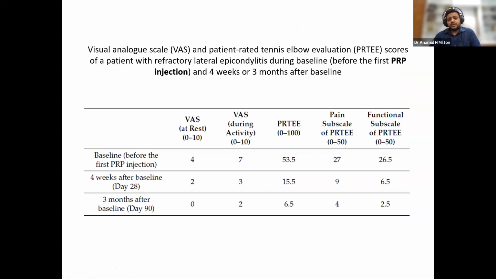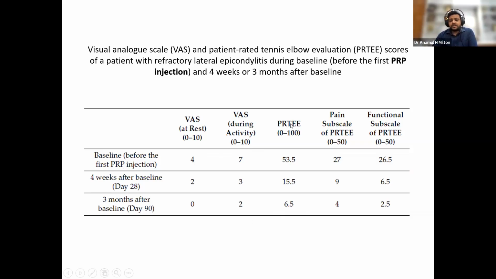And another, they have actually taken two measurements. One is the VAS at resting condition, another is the VAS during the active position. So before giving the PRP injection, you have the pathology, but you are not giving any medication like the PRP. At that time the VAS is 4 at rest, and during activity, it is 7.